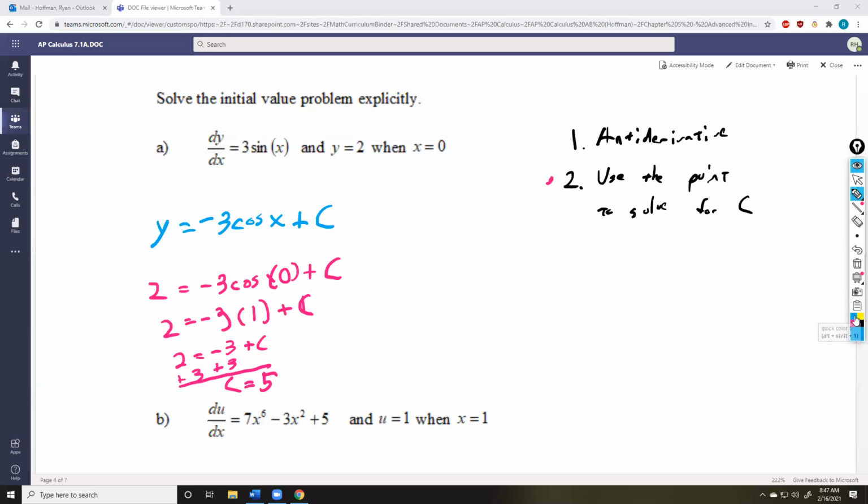And so our final answer here is going to be y equals negative 3 cosine of x. So our antiderivative function. And now we know that c is 5. And so we're going to put plus 5. That's what we want to put if, indeed, we want the function at 0 to come out to be 2. So we're taking the antiderivative here, and then we're going to plug in the point that they give us to solve for what c is.